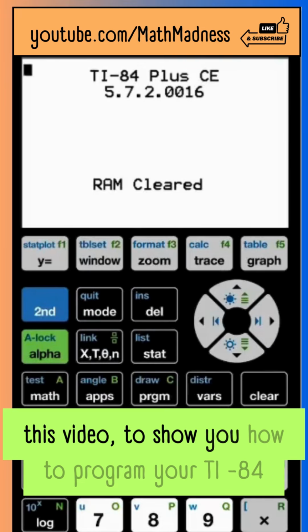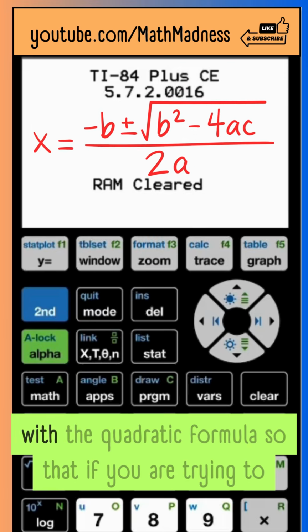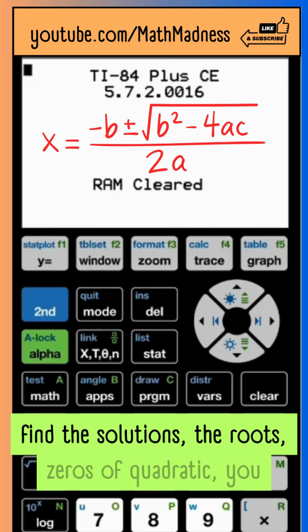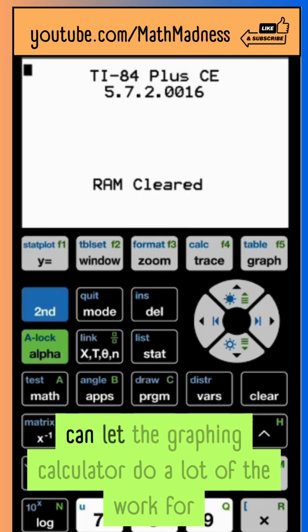In this video, I'm going to show you how to program your TI-84 with the quadratic formula so that if you are trying to find the solutions, the roots, the zeros of a quadratic, you can let the graphing calculator do a lot of the work for you.